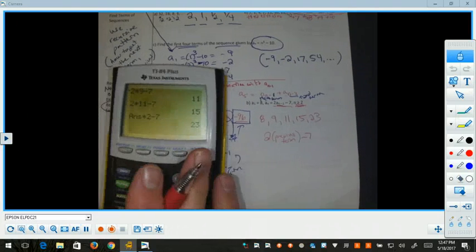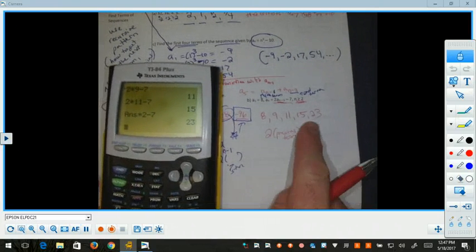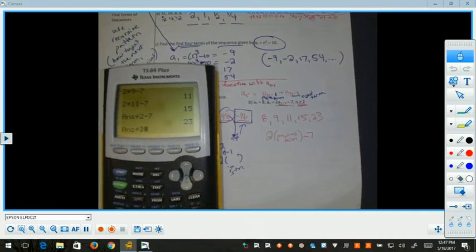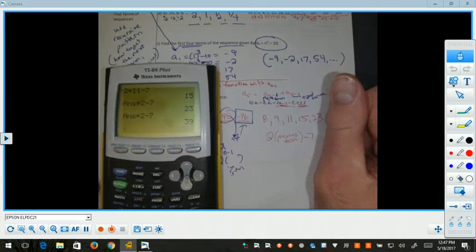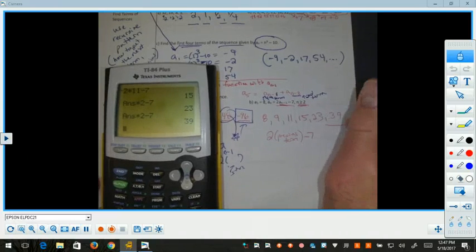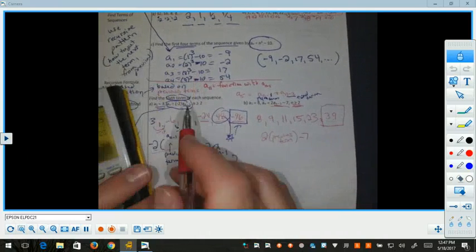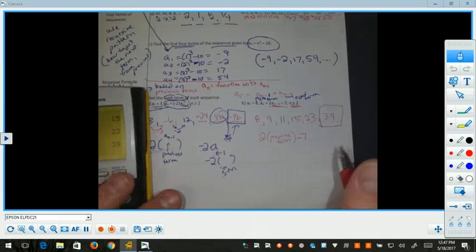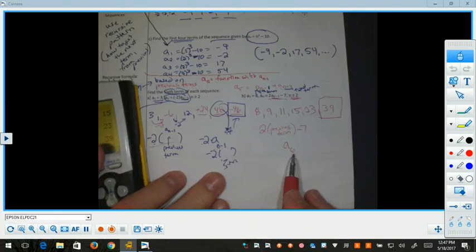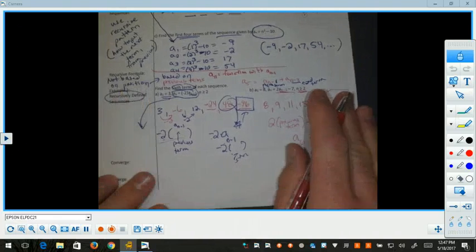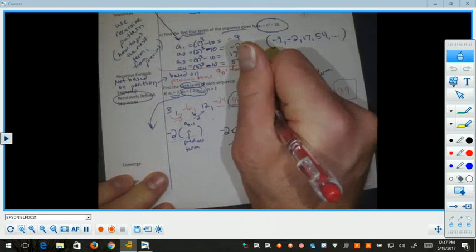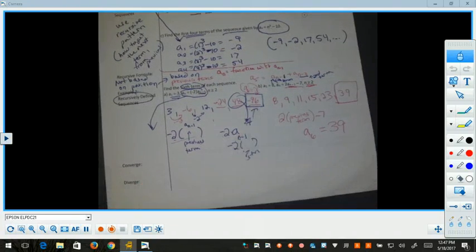By the way, on your calculator, if you have a lot of numbers that you have to do this with, you can just keep going in your calculator. Take that previous number, times 2 minus 7 is 39. So we have position 1, 2, 3, 4, 5, 6. This is the 6th term. That's what they asked me to find was the 6th term. So the answer is 39. A sub 6, the output of the 6th position is 39. Here, A sub 6, the output of the 6th position was negative 96.